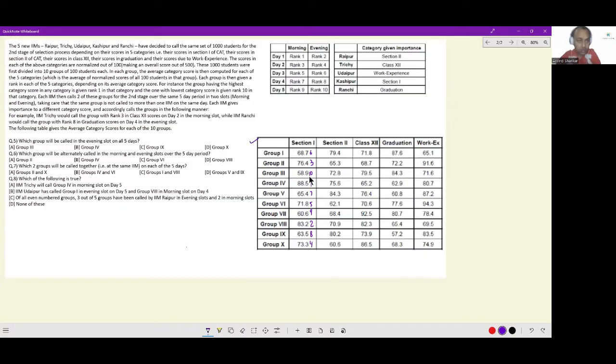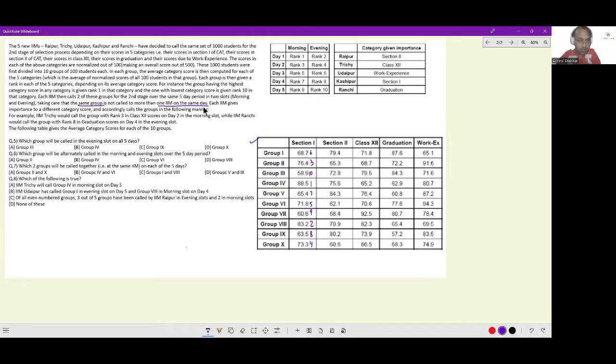Each IIM then calls 2 of these groups for the second stage over the same 5-day period in 2 slots, morning and evening, taking care that the same group is not called to more than 1 IIM on the same day. Okay. This seems like an important instruction.